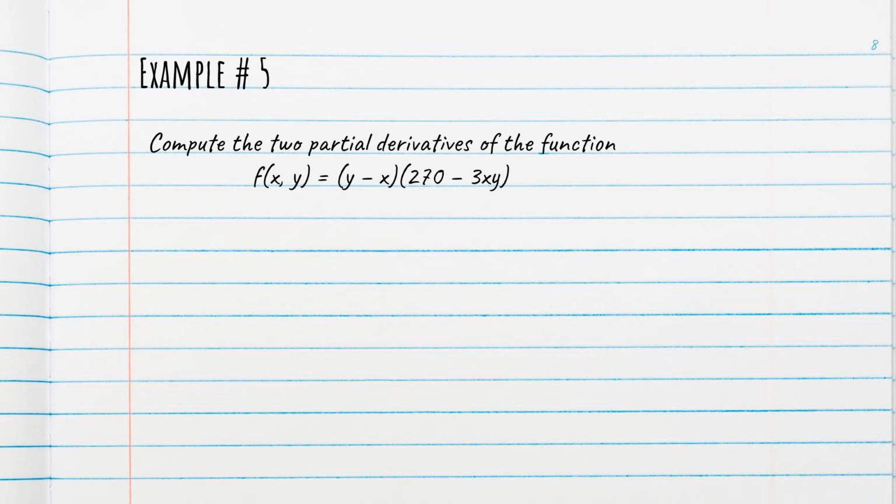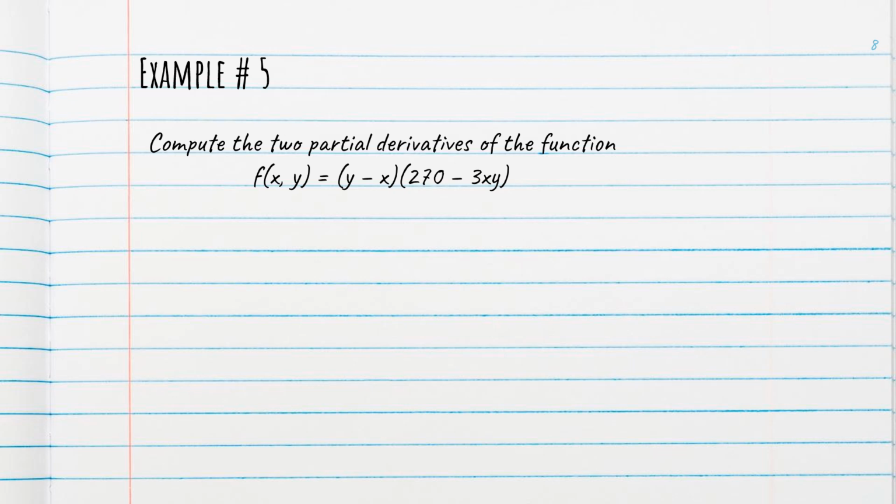In our fifth and final example, we're going to compute the two partial derivatives of the function f, which equals parentheses y minus x times parentheses 270 minus 3xy. So this is actually a much more complicated derivative to compute, which is why I left it for the end. And the reason why it's much more complicated is because we're going to have to use the product rule, which I have noticed students just do not like. And the sort of intermingling of the product rule and partial derivatives can really throw people for a loop.